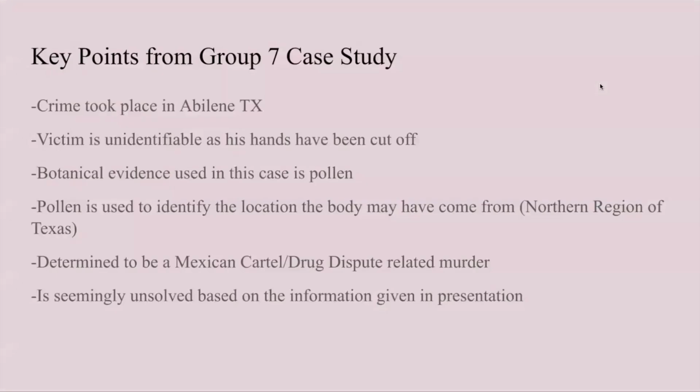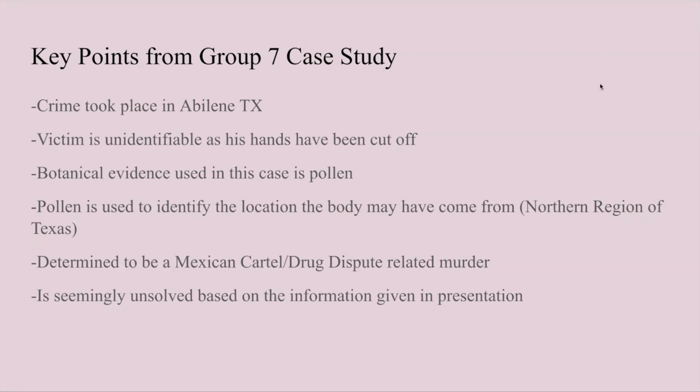So to begin, I just wanted to list some key points from Group 7's case study. The crime that they did their case study on took place in Abilene, Texas. The victim of the crime is unidentifiable as his hands have been cut off, meaning that they were not able to take fingerprints to identify the body.